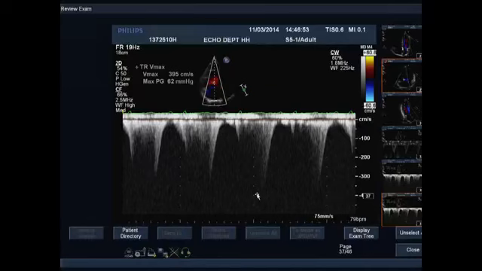And the Bernoulli equation means that we will get the maximum velocity. This will be squared and multiplied by 4, and we will get the peak gradient, which on our patient is 62 millimeters of mercury, and then we will add the right atrial pressure. This will give us the right ventricular systolic pressure.